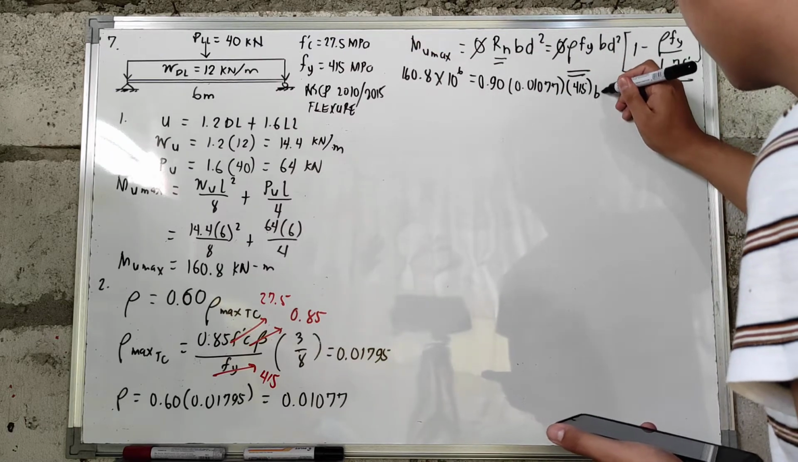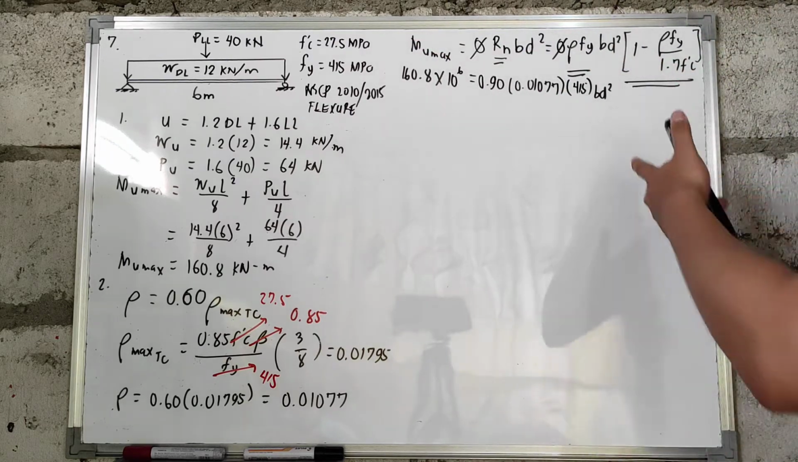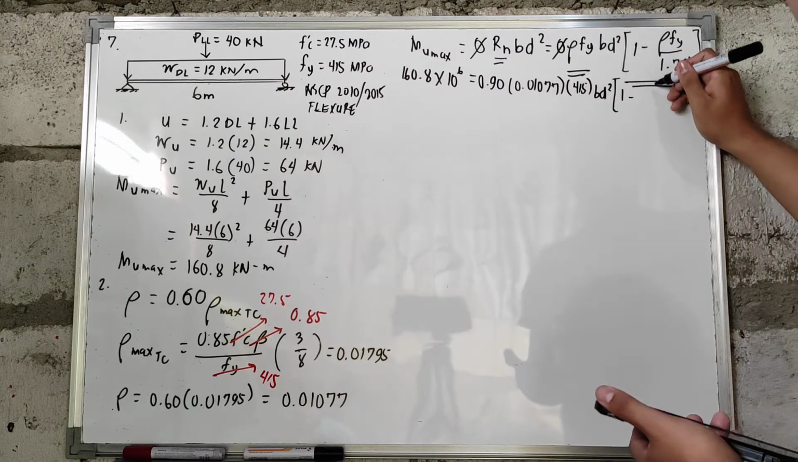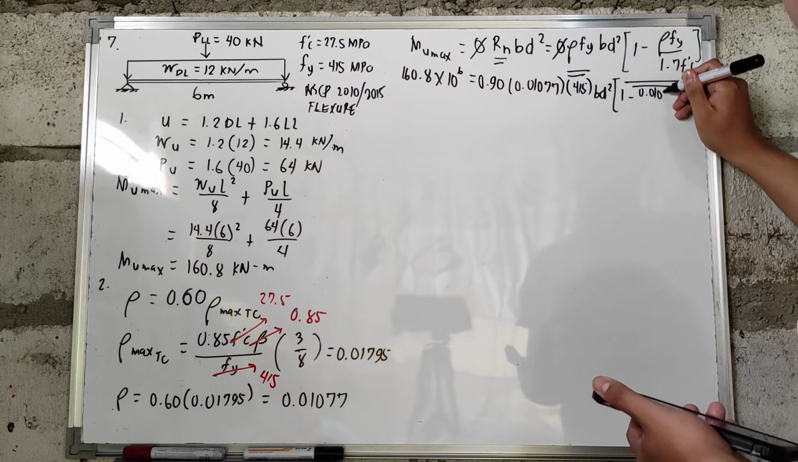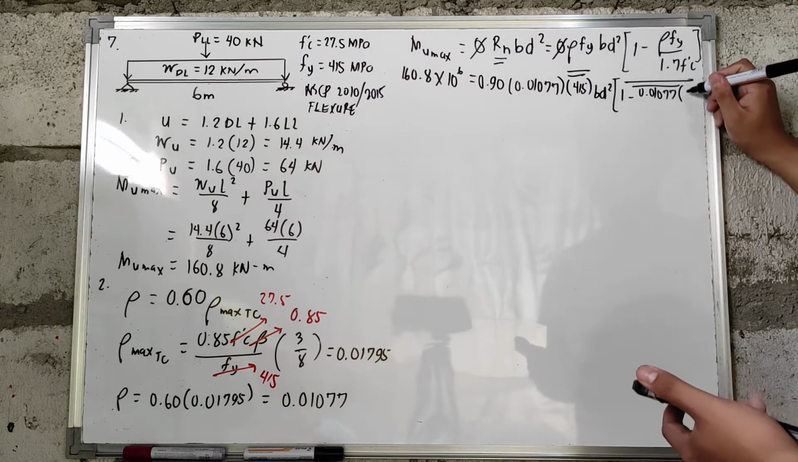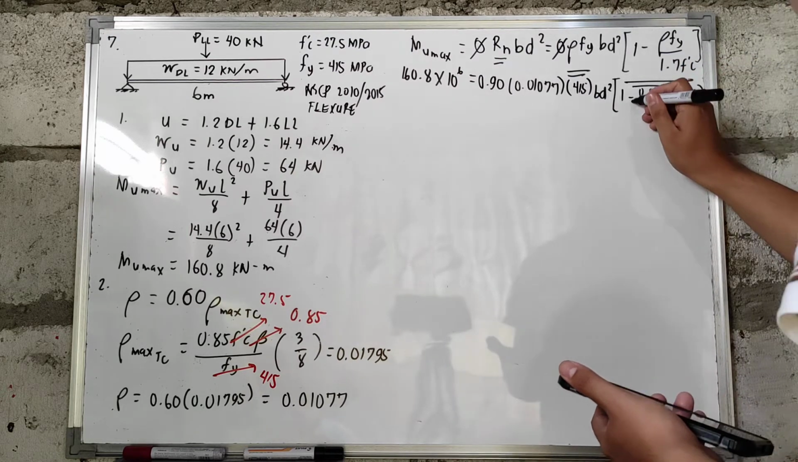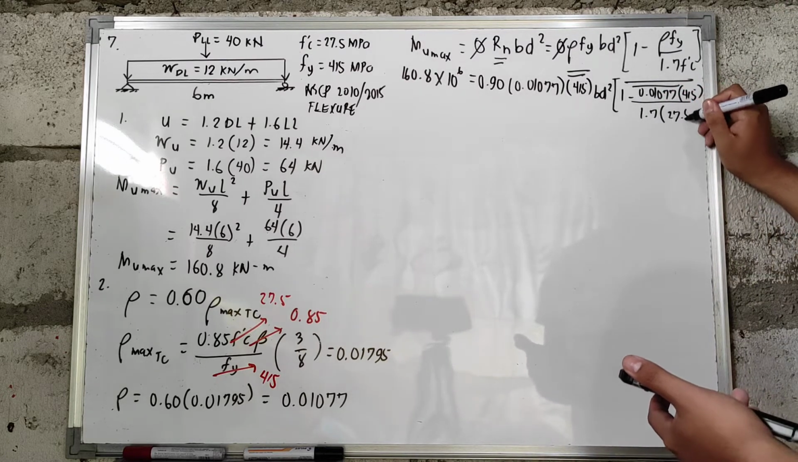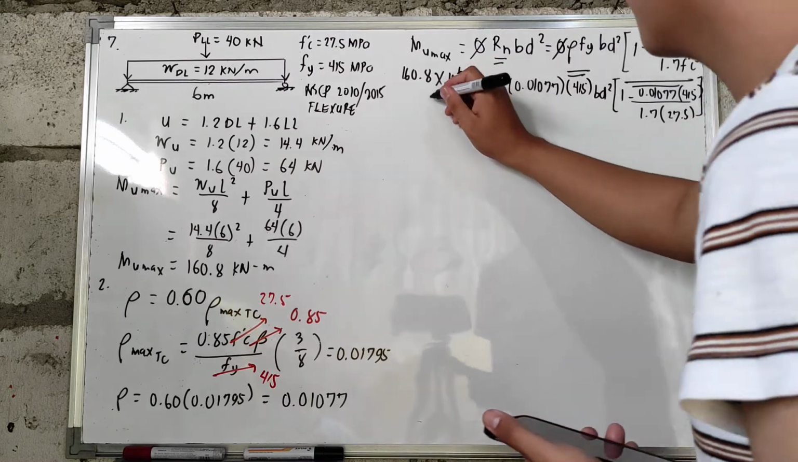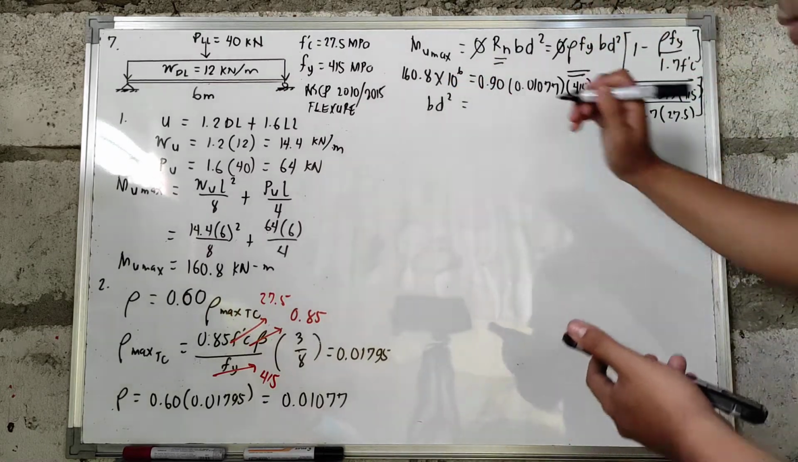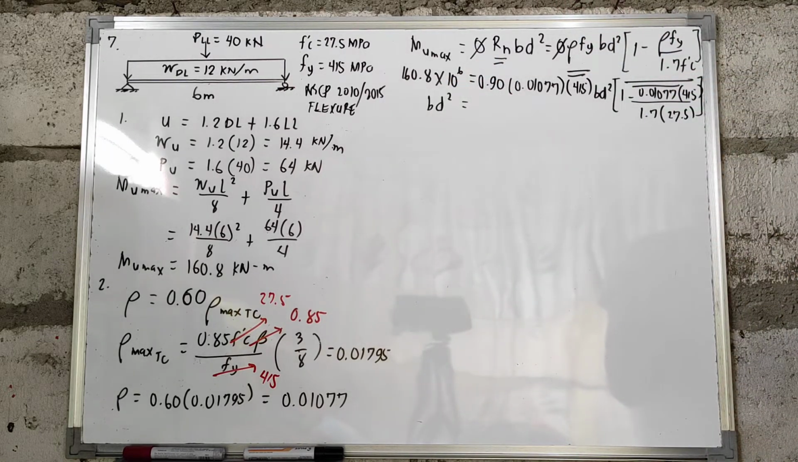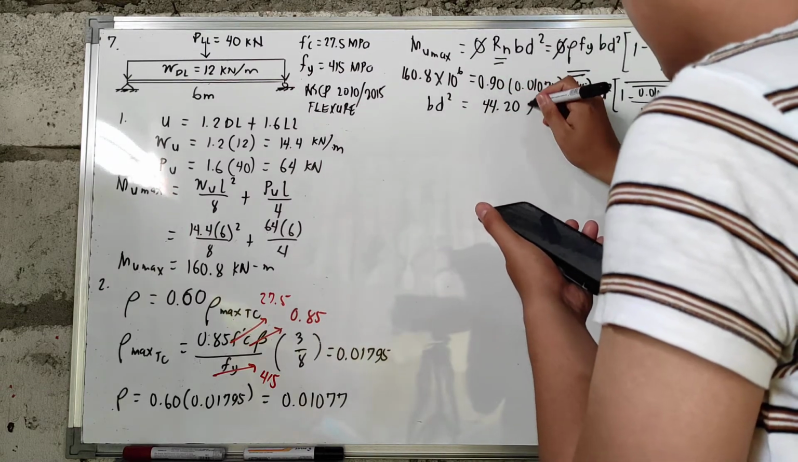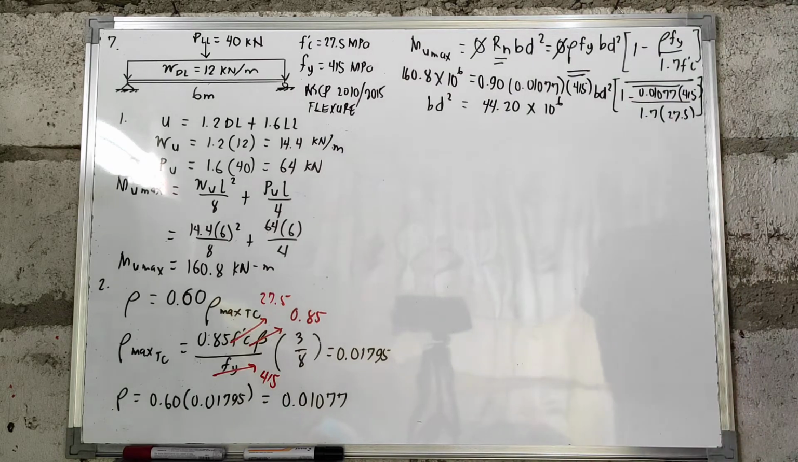And then BD squared. Let us leave that as BD squared. 1 minus yung rho natin, that is 0.01077 multiplied by Fy na 415 over 1.7 na F prime C na 27.5. So by shift solve, we can now calculate for the value of your BD squared. So what will be the value of BD squared? That is 44.20 times 10 raised to 6.